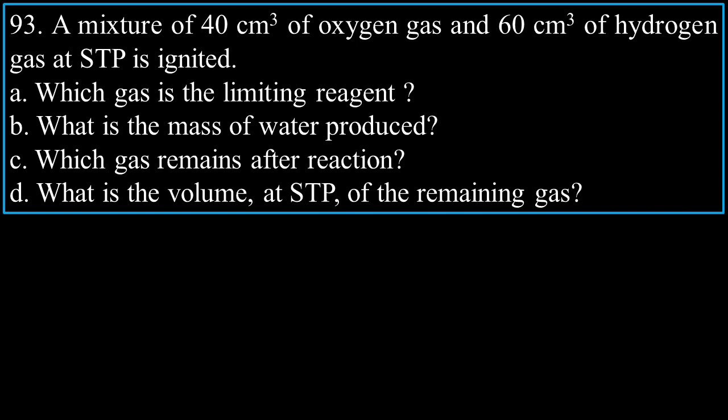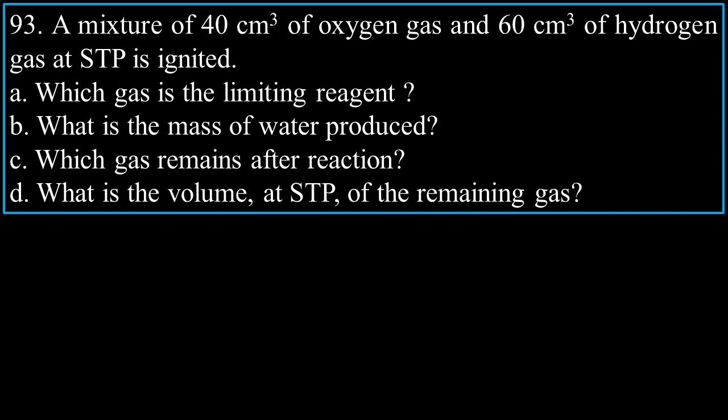Next, a mixture of 40 cubic centimeters of oxygen and 60 cubic centimeters of hydrogen gas at STP is ignited. A. Which gas is the limiting reagent? B. What is the mass of the water produced? C. Which gas remains after the reaction? D. And what is the volume at STP of the remaining gas?